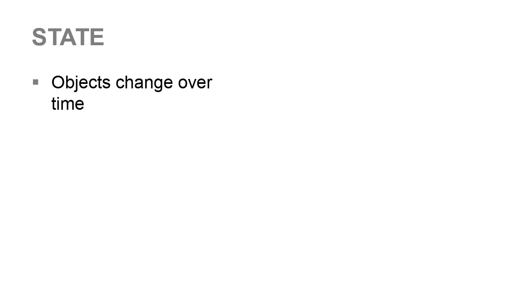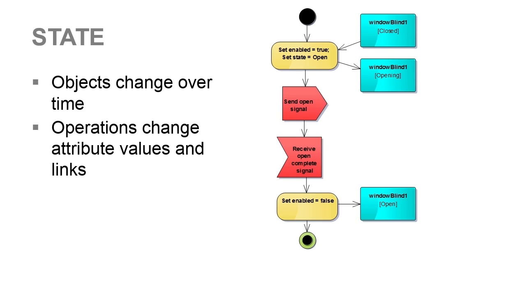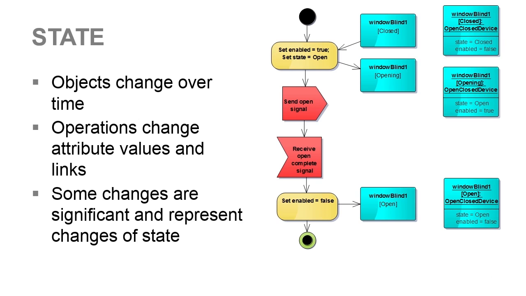However, the values in objects change over time as operations access the attributes and write new values into them. Some of those changes are significant and can be considered as changes in the state of the object. Others are not significant in terms of state.